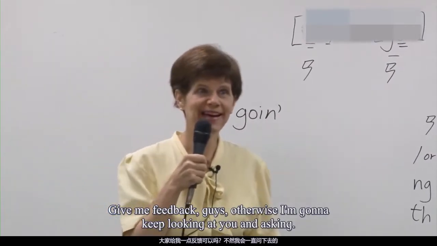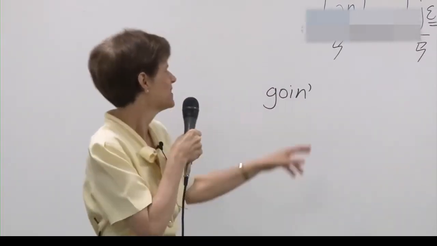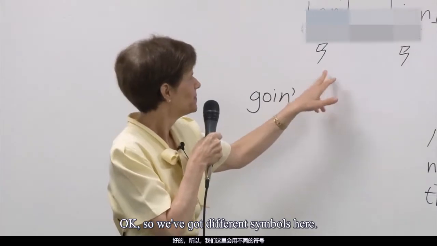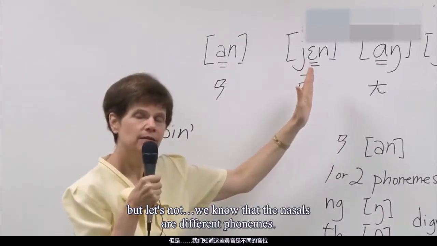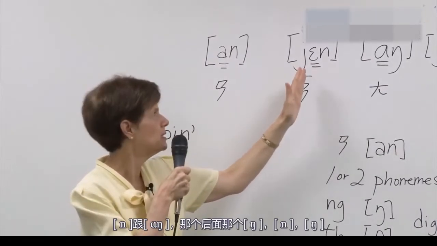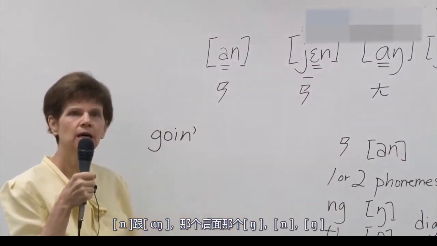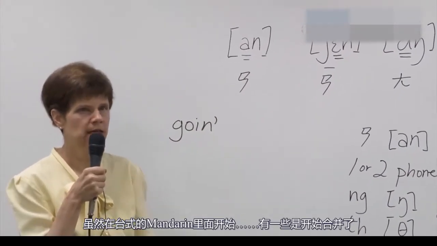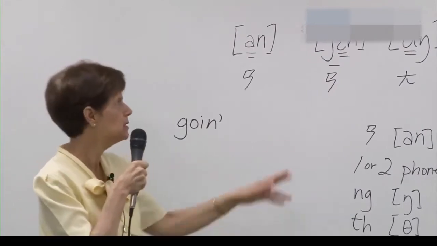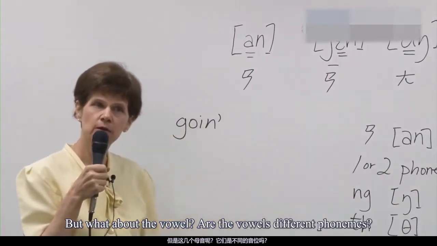Give me feedback, guys. Otherwise, I'm going to keep looking at you and asking. Okay. So, we've got different symbols here, but we know that the nasals are different phonemes. 跟 ang, 那个后面那个 those 绝对是不同的 phoneme. 虽然在台式的 Mandarin 里面有一些是开始合并了. But they are different phonemes. But what about the vowel? Are the vowels different phonemes?